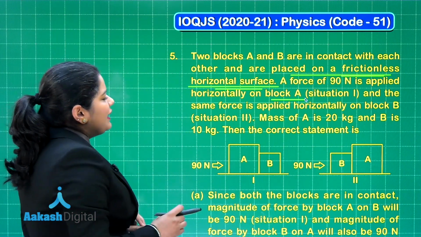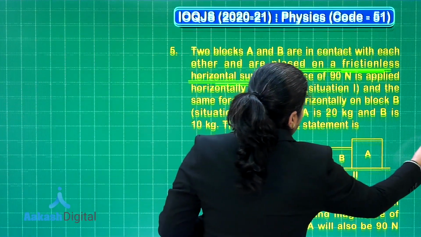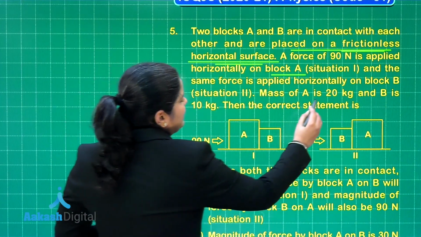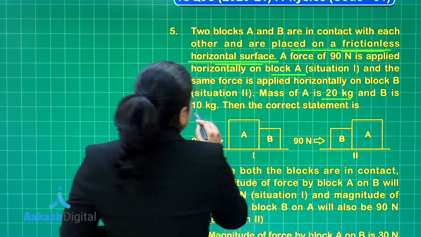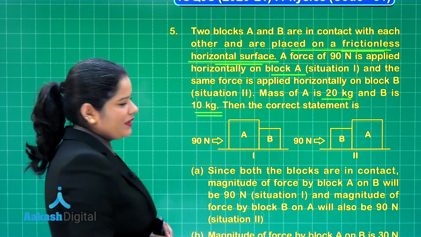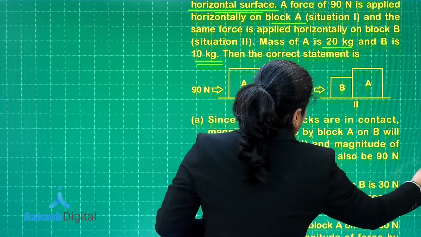You need to find out which of the following statements is correct. We are given the mass of block A as well as the mass of block B. Let's try to solve this question over here.